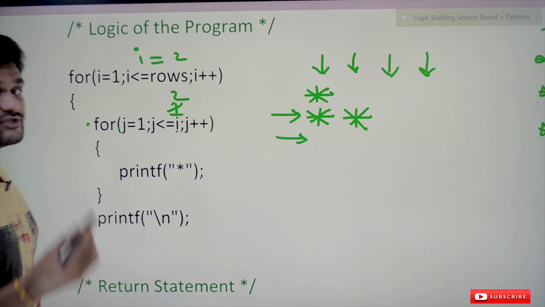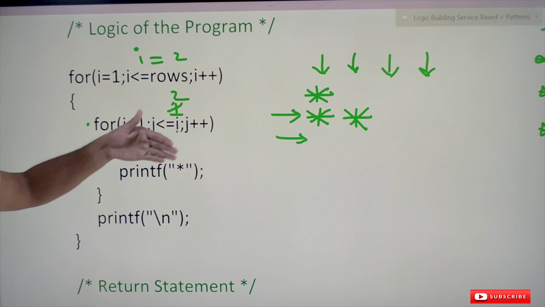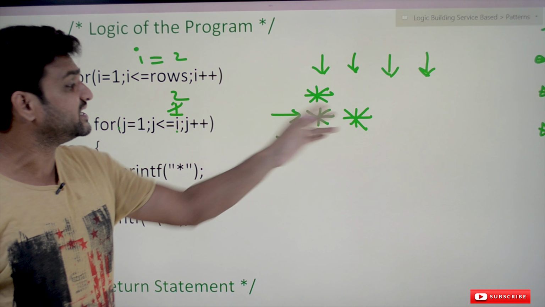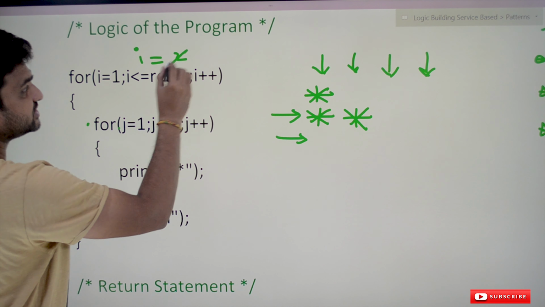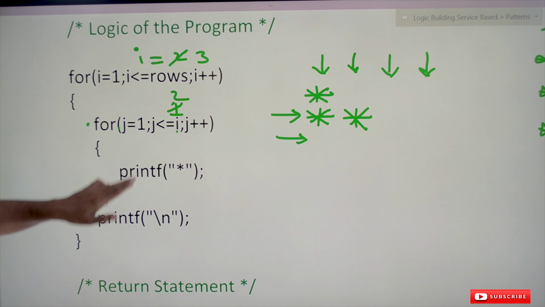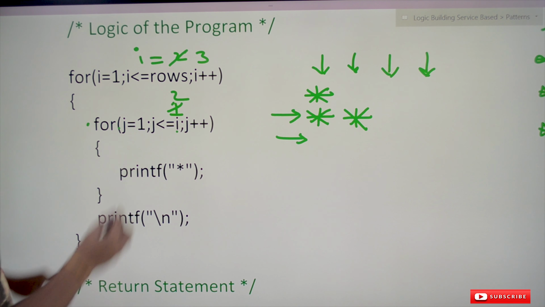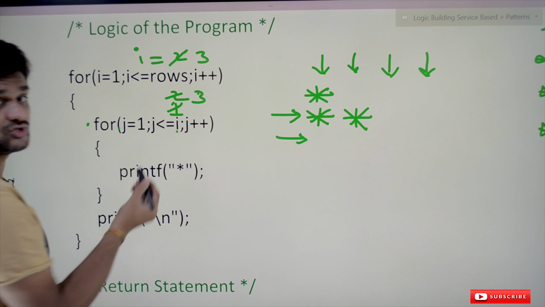The counting of the rows is done by this for loop, and the printing of the columns is getting done by this internal for loop. Now the value of i is equal to 3. From 2 we have shifted it to 3. So which means that this for loop is going to iterate for 3 times. What is the value of i? The value of i has been changed from 2 to 3.